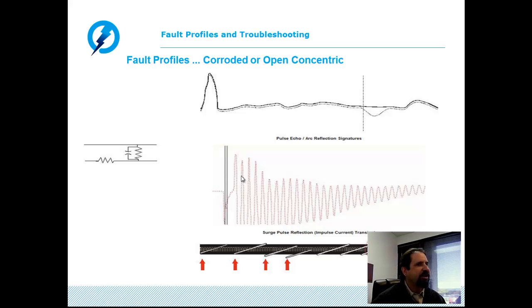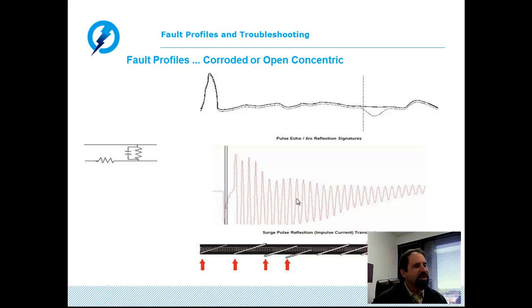Again, this transient pattern, if we look at any two consecutive peaks, what in essence we're looking at is the surge generator, the fault, surge generator, fault, surge generator, fault. So in this pattern, if we measure between any two consecutive peaks, in essence we're determining the distance between the surge generator and the fault.